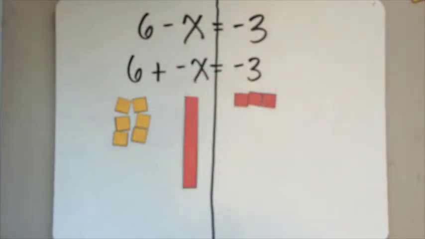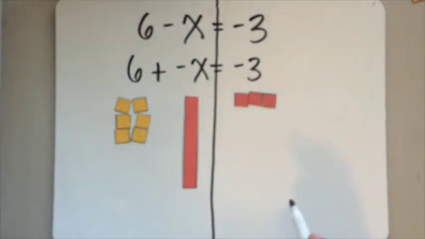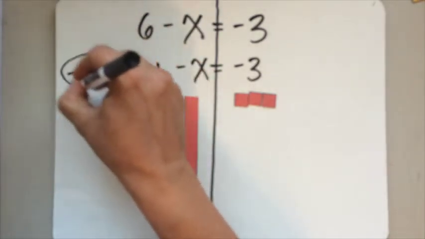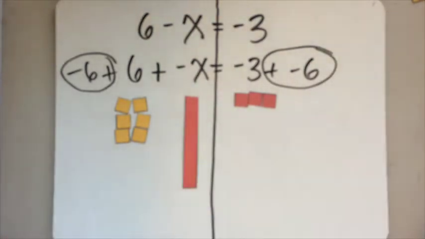First I'm going to get the variable by itself, and then I'm going to worry about the fact that it's negative. It is being combined with 6 positive ones. So in order to eliminate the 6 positive ones and have only 1 negative x left, I'm going to need 6 negative ones. And if I add 6 negative ones to this side, I'm going to add 6 negative ones to this side.